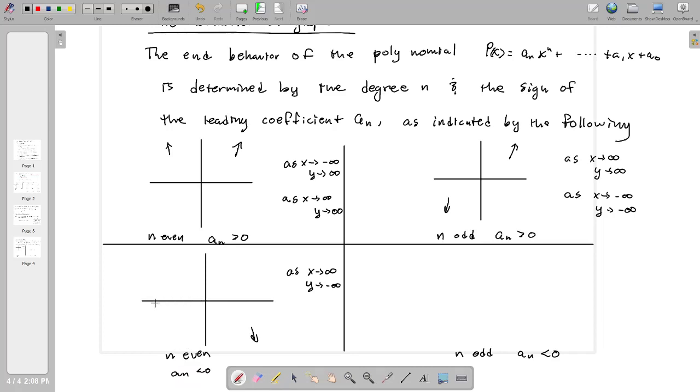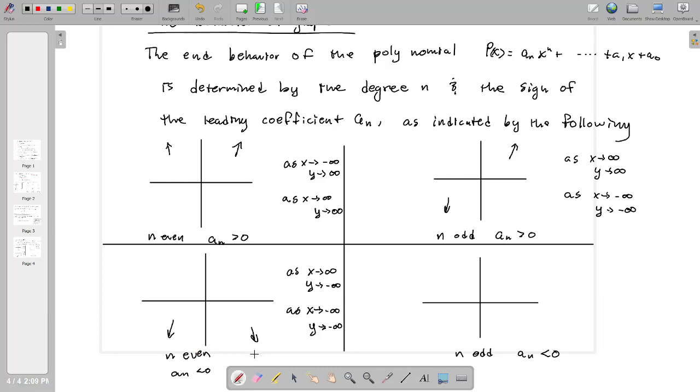Similarly, as x goes to negative infinity, those negative x values would be multiplied by each other an even number of times, so we would end up with a positive value if we just plugged in an x value. But once we multiply by a negative a sub n, then we get a negative value. So as x goes to negative infinity, our y value is also going to negative infinity. So we end up with this: the end behavior is down, down, when we have a sub n less than 0 and an even degree.